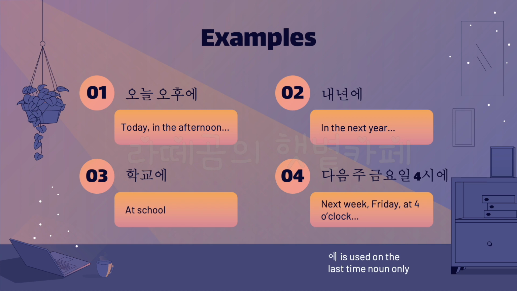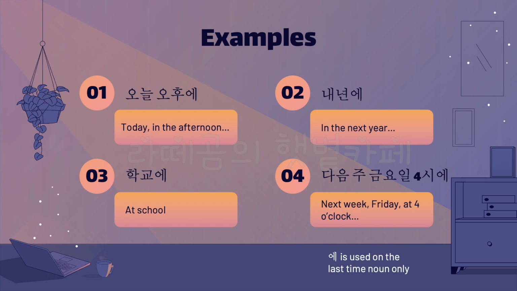So number 1, we have 오늘, today, 오후, afternoon, 에. So 오늘 오후에, today, in the afternoon. Number 2, 내, next, 년, year, 에, in. So 내년에, in the next year. Number 3, 학교, school. 학교에, at school.